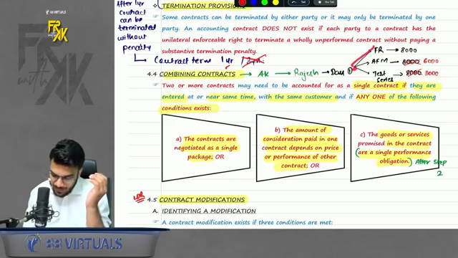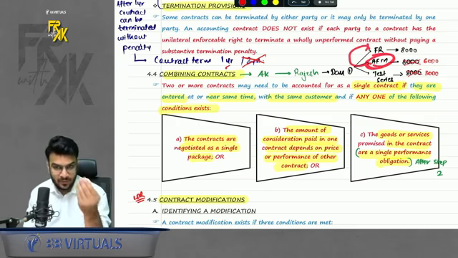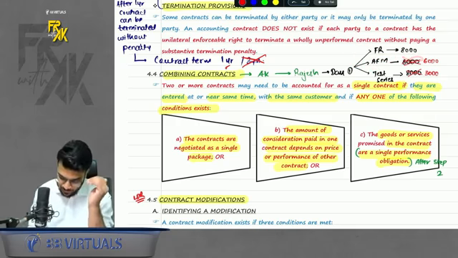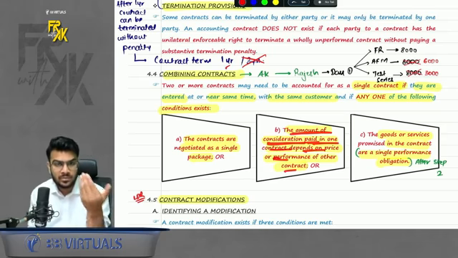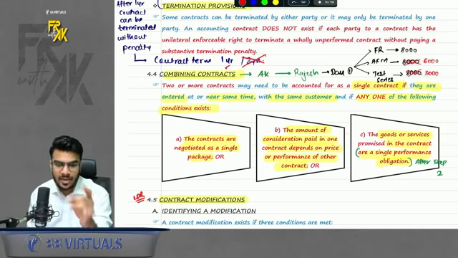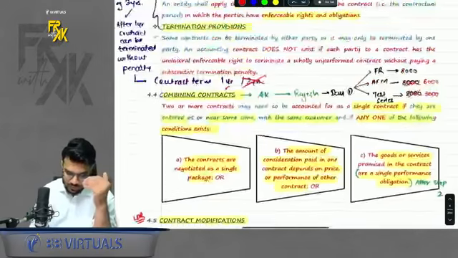So even if me and Rajesh enter into multiple contracts, still we can treat this as a single contract. Why? Because the price of AFM is dependent on the price of FR. I gave him a discount on AFM because of FR, right? So here the amount of consideration paid in one contract depends on the price of the other contract. So here you can treat the 2 contracts as a single contract. Okay, so this was combining contracts.